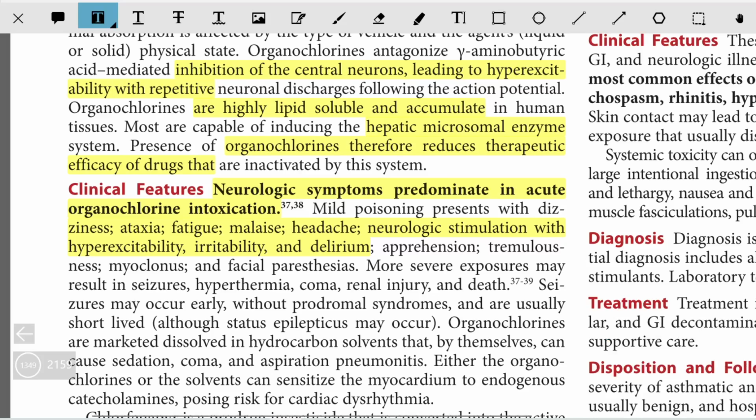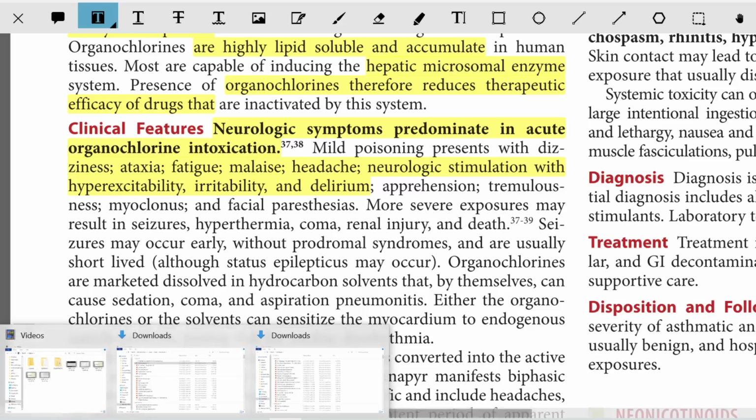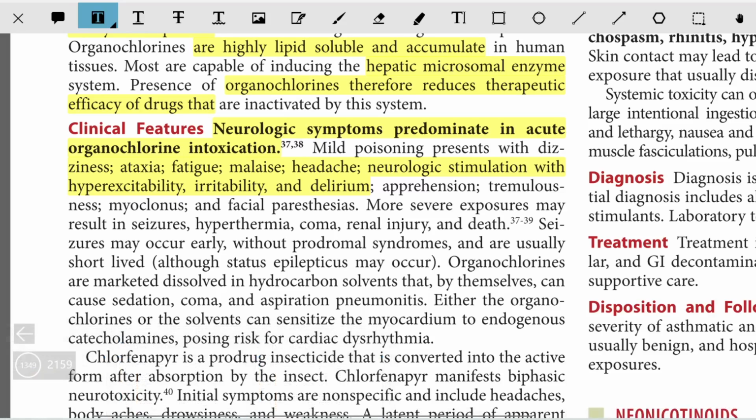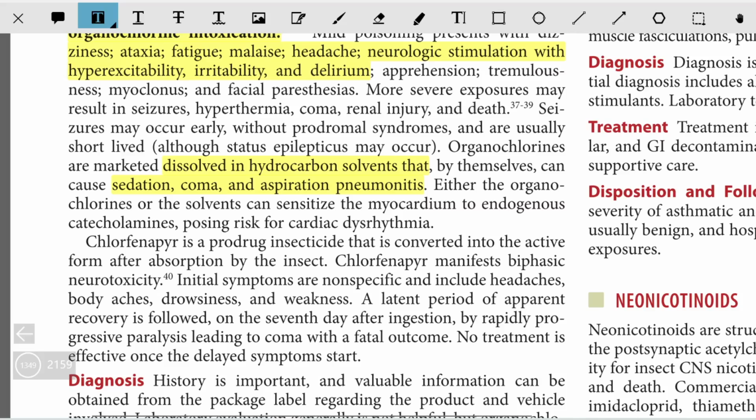More severe manifestations may result in seizures, hypothermia, coma, renal injury, and death. Seizures may occur early without prodromal symptoms and usually are short-lived, although status epilepticus may be seen. Organochlorines are marketed dissolved in hydrocarbon solvents, and those by themselves can cause sedation, coma, and aspiration pneumonitis along with the organochlorines. Either the organochlorines or the solvents can sensitize the myocardium to endogenous catecholamines, which will lead to cardiac dysrhythmias.